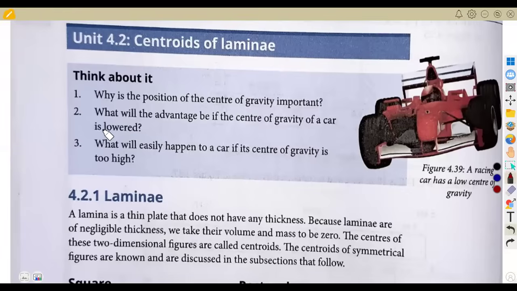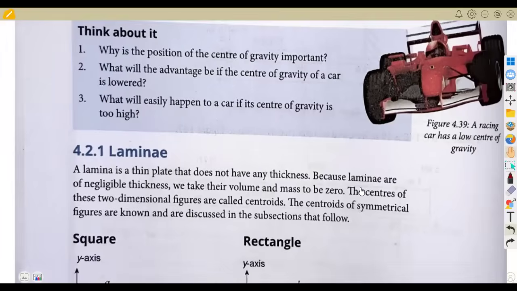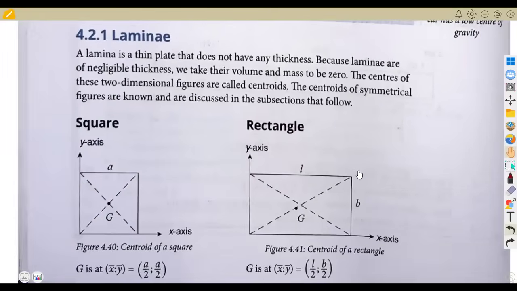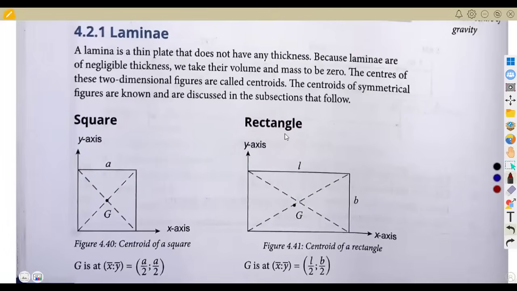As requested, we are supposed to work on the centroids of laminae, where we are supposed to understand how to work out the center of a certain point that you are given from a certain shape, which is given as the centroid, right? So we are given the first part. I'm just going to go through this, guys. You just need to know each and every part. What is it that we consider as a lamina?